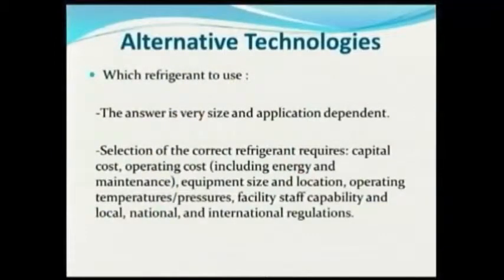Now, alternative technologies: in my view, we do not have one single refrigerant, of course. It's really size dependent and application dependent. Also, the selection of the correct refrigerant requires consideration of capital cost, operating cost, energy, equipment size, location, temperature, pressure, facility, and so on. So there is no unique alternative refrigerant for us.